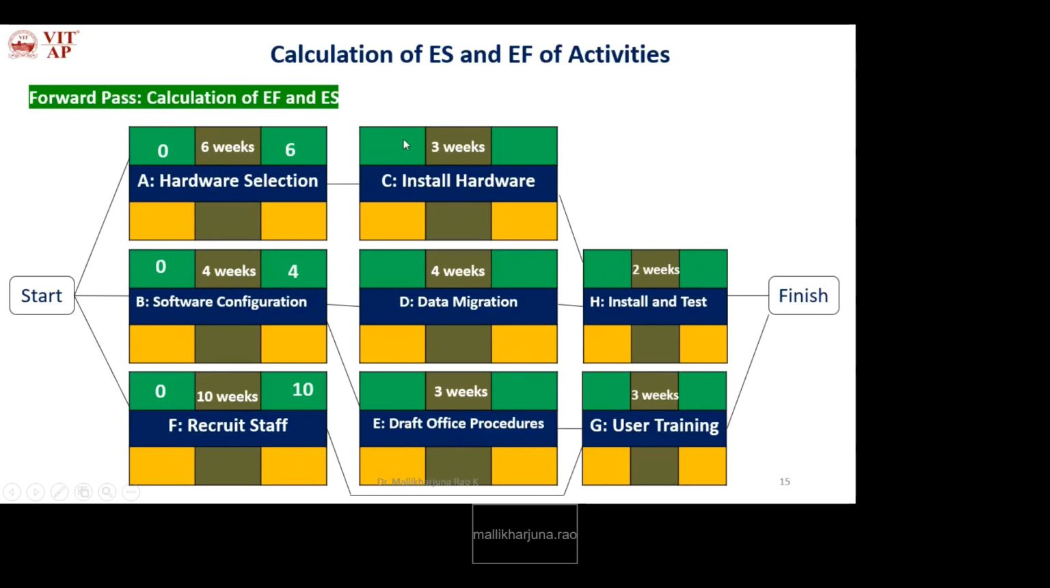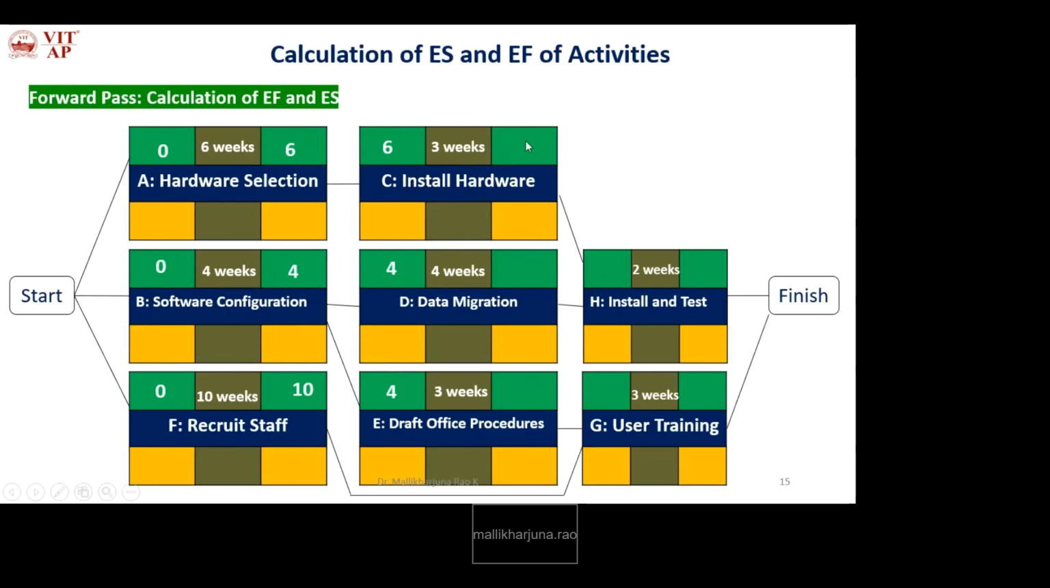Okay, now the earliest start of the current activity. How will you calculate it? The earliest finish of the previous. What is the previous activity for C? A. What is its earliest finish? 6. That is copied here. Next D. What is the earliest start for D? The earliest finish of its previous. What is its previous? B. What is its earliest finish? 4. That is copied here. Next E. So here the early start of E is the earliest finish of its previous. What is its previous? B. What is its value? 4. That is copied here.